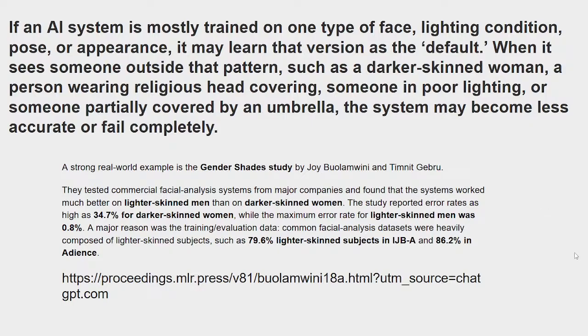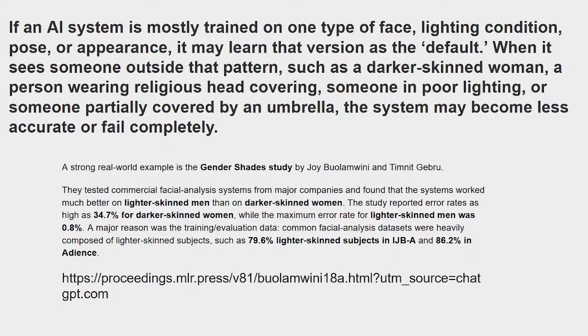Note, if an AI system is mostly trained on one type of face, lighting condition, pose, or appearance, it may learn that version as the default. When it sees someone outside the pattern, such as a darker skinned man or woman, a person wearing religious head covering, someone in poor lighting, or someone partially covered by an umbrella, like the previous example, then the system may become less accurate or fail completely.